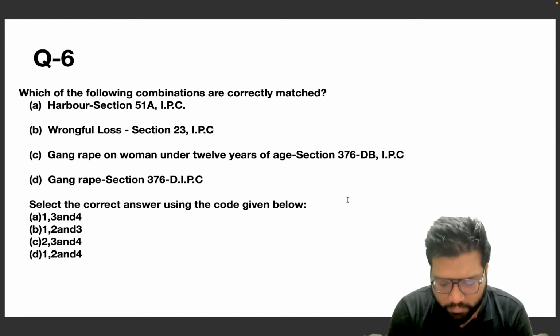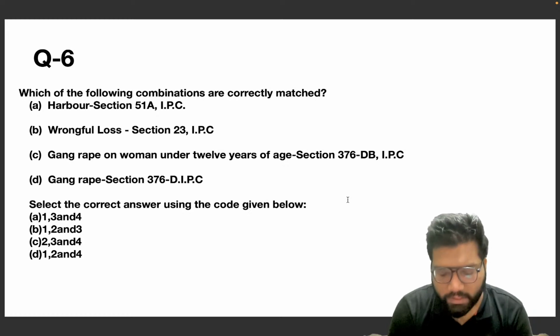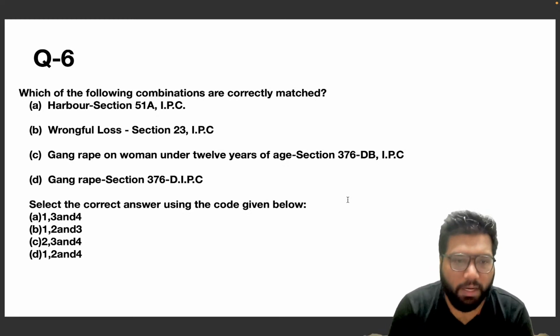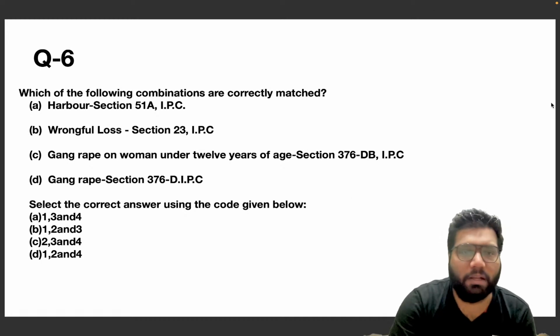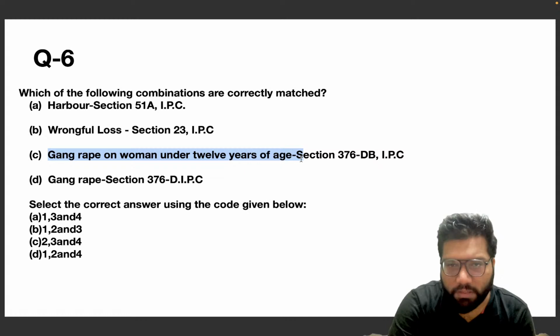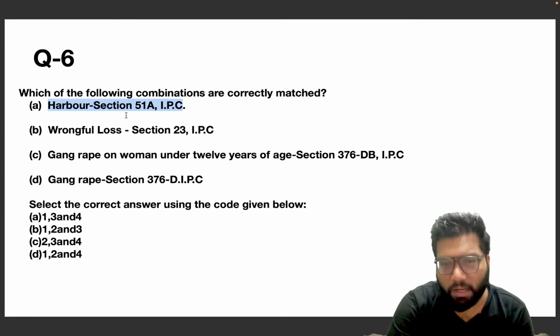Kirti, Amit, and Milky, top 3 students to answer correctly, and that is C. Which means when it comes to wrongful gain and wrongful loss, both are under section 23. Gang rape on women under 12 years of age is 376DB, and gang rape is 376D. So the incorrect one is the other option, which is basically 52A.